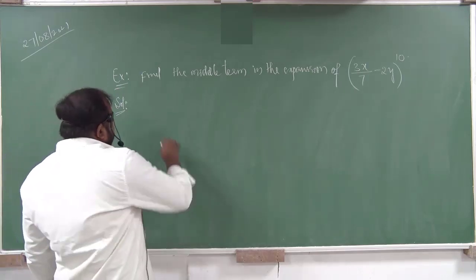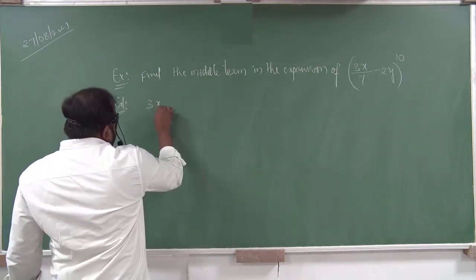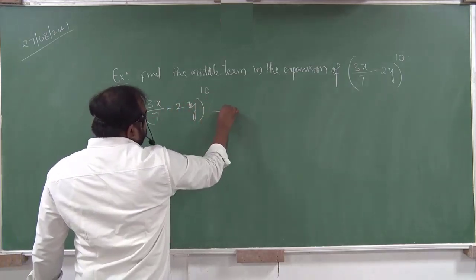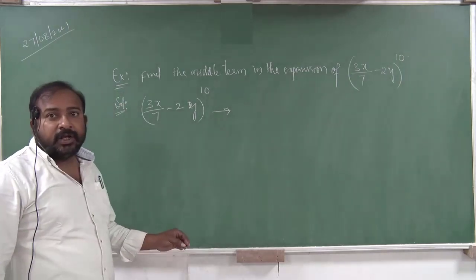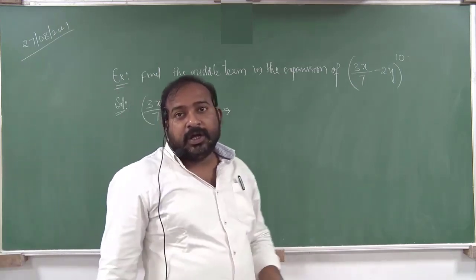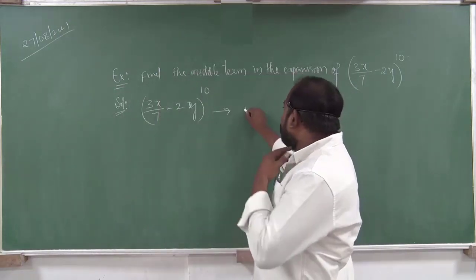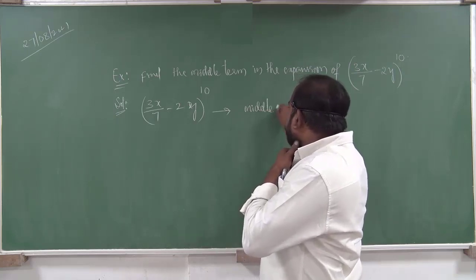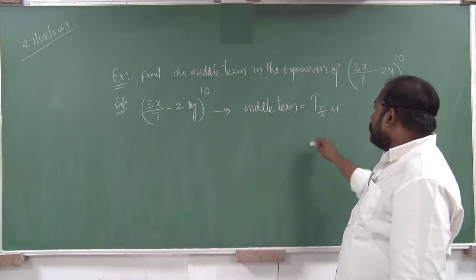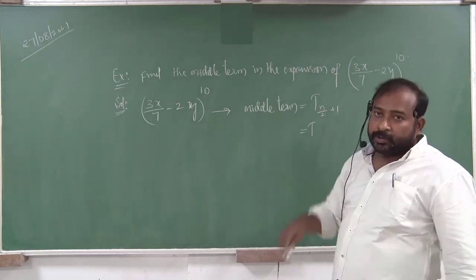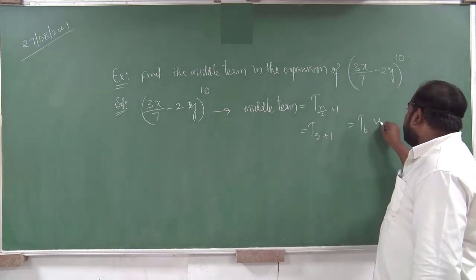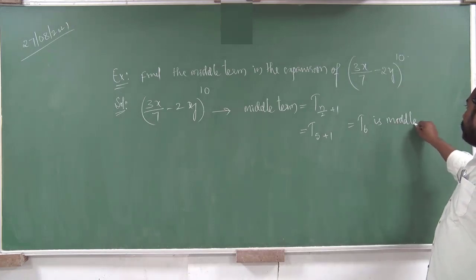Listen here. First of all, power 10 is there now: (3x/7 - 2y)^10. So in this expansion, in general, how many terms will be there? Since power is 10, 11 terms will be there. So with 11 terms, exactly the middle term is given by T(n/2 + 1). What is the value? n value is 10, so 10 by 2 is 5, plus 1. So the sixth term is the middle term.